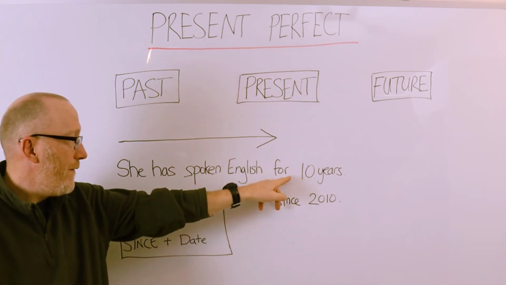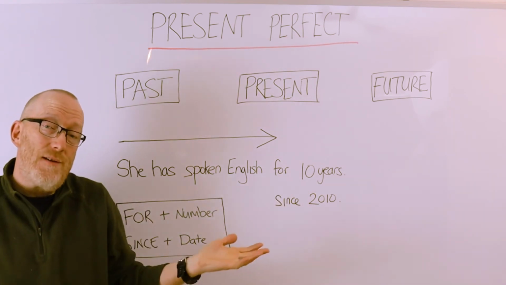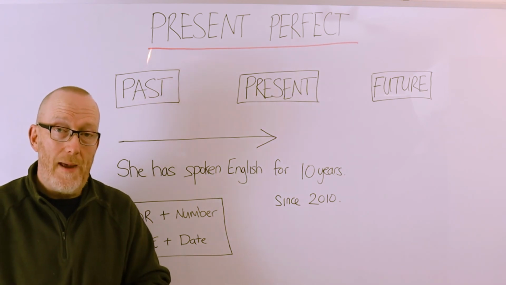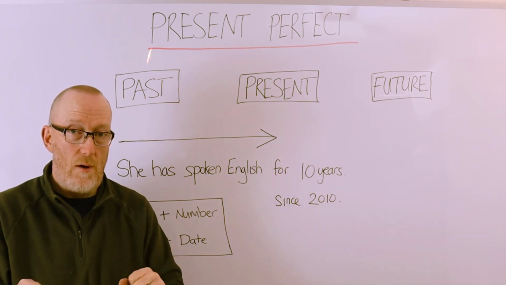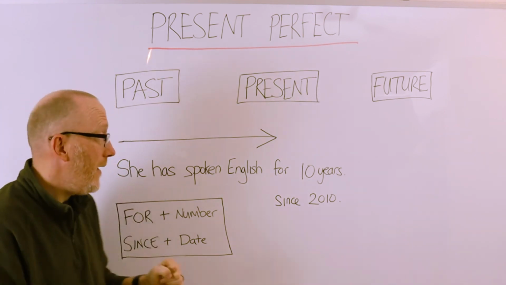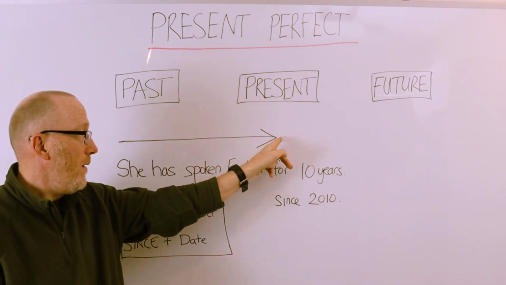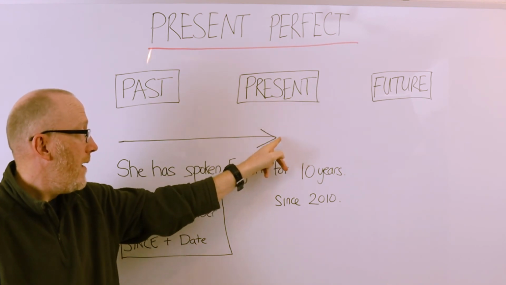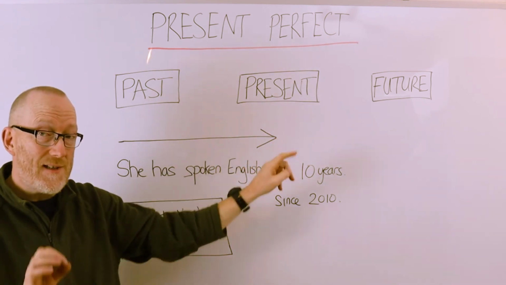You can, with for as well, say for about 10 years, if you want to be a little bit more general. Okay? But this is the first reason why we're using the present perfect, because the statement that we're saying, at this point when we say it, is still true.